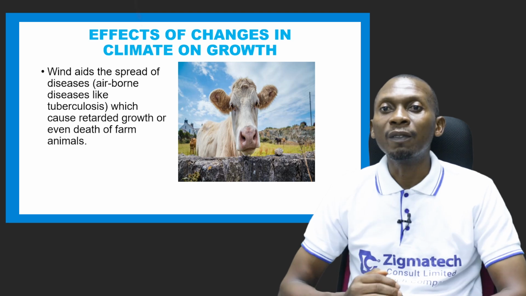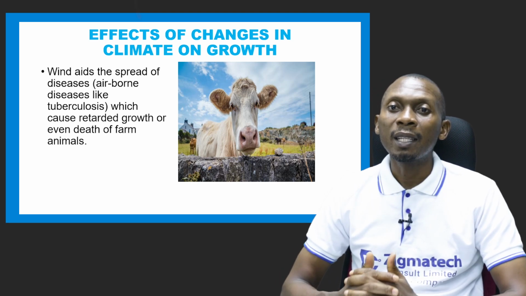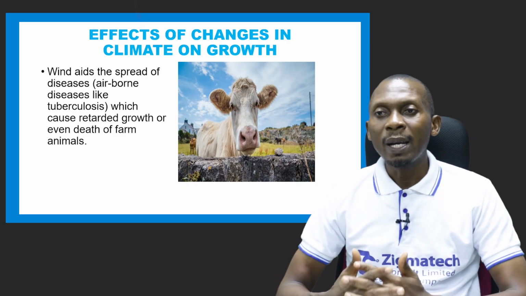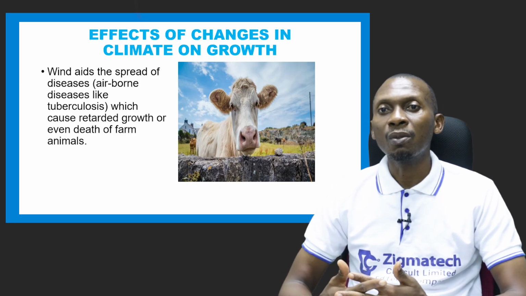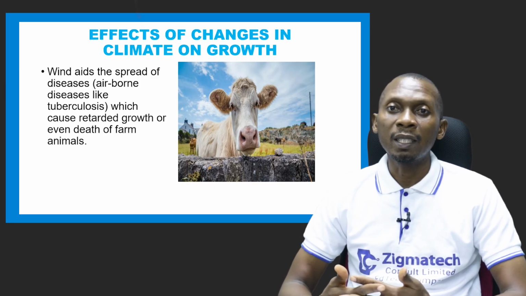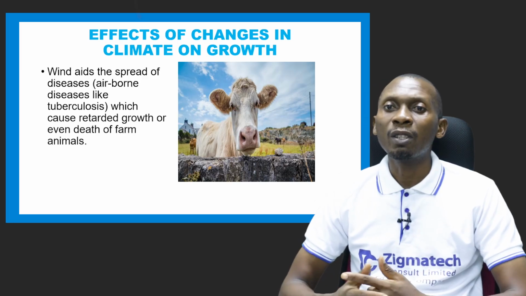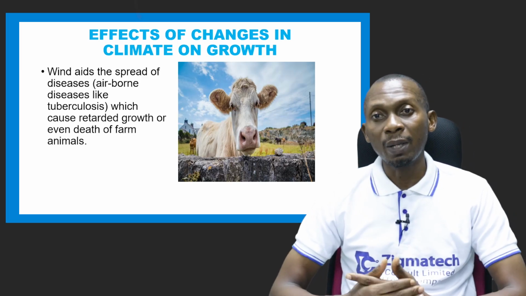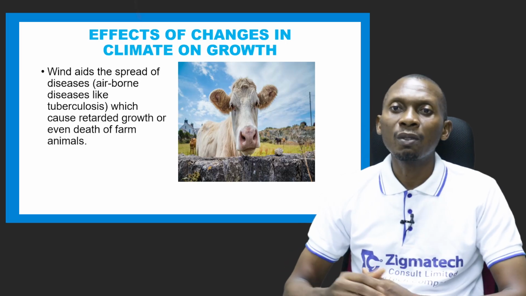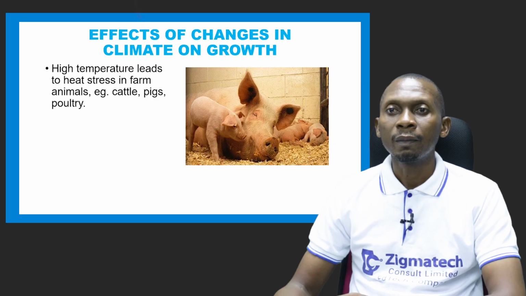Wind aids the spread of diseases. Certain diseases are airborne, like tuberculosis. It's an airborne disease, and once the wind is strong, it could enhance the spread of diseases. Wind is air in motion, so of course this could lead to the spread of certain diseases, as I mentioned earlier, like tuberculosis, which could cause retarded growth in farm animals as well as death of farm animals.